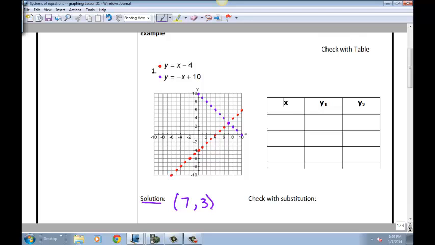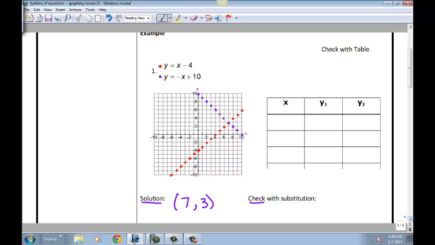7, 3, that's just an x and a y. So that means that I could take those x's and y's and plug them back into my equations up top, and if they work, then I know it's a solution. The key is that they have to work for both equations. If it works for one and not the other, then something's wrong. You need to double check. So that's what we're going to do right here.